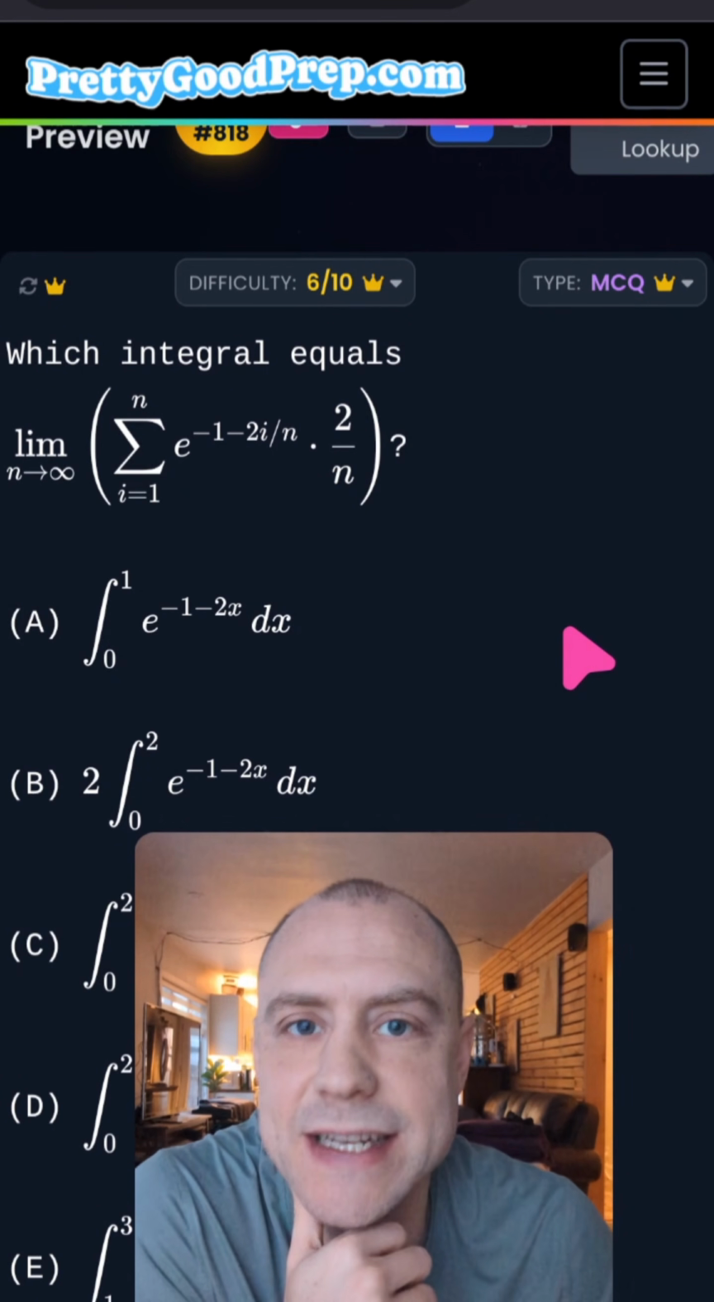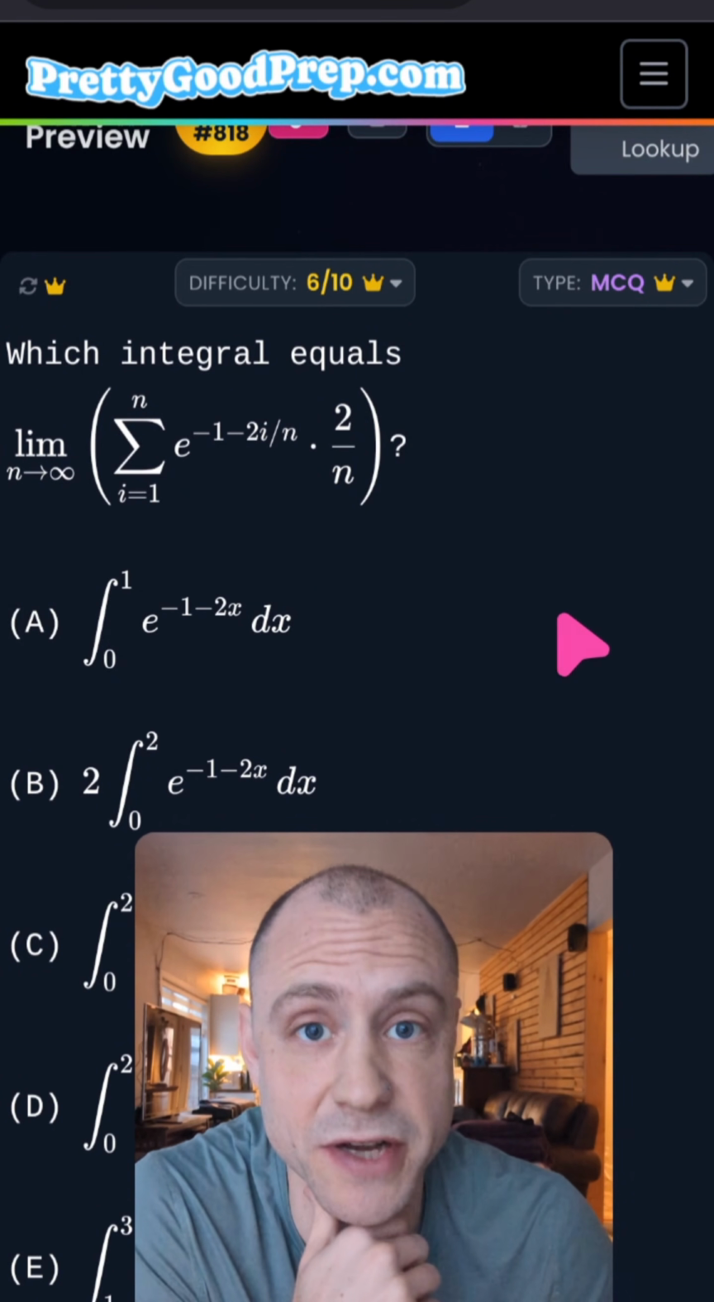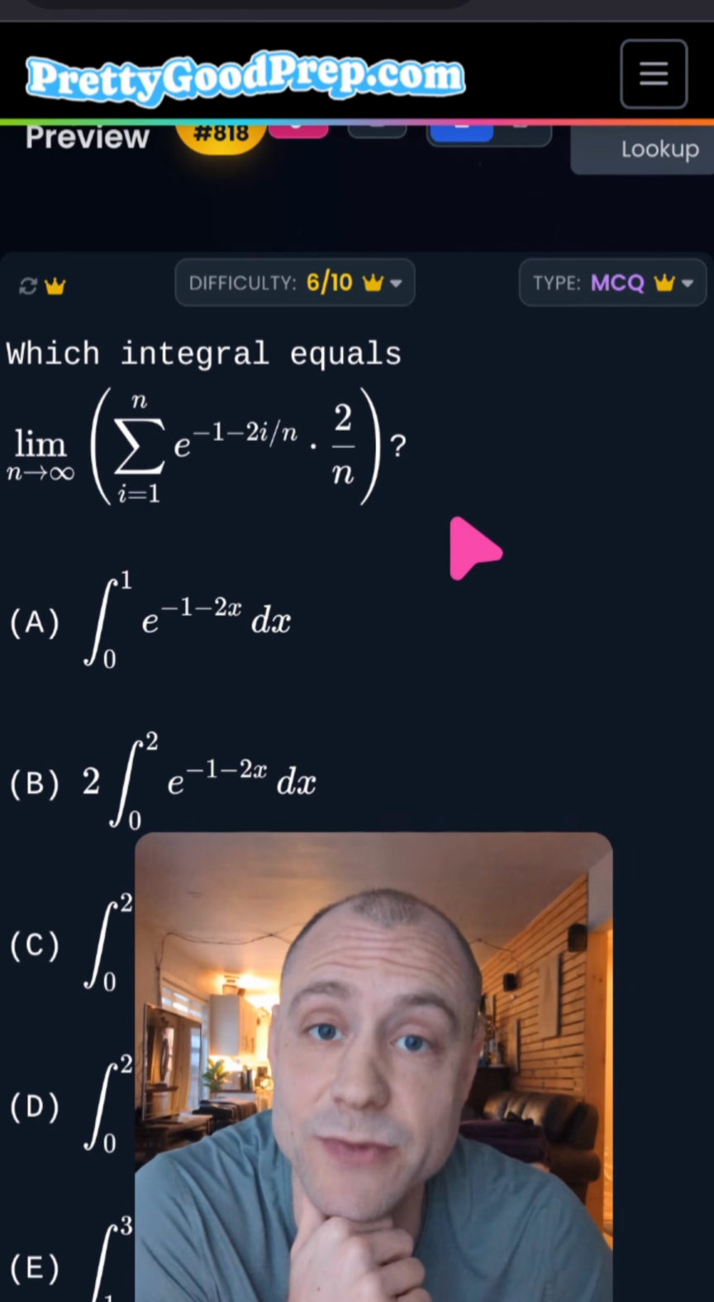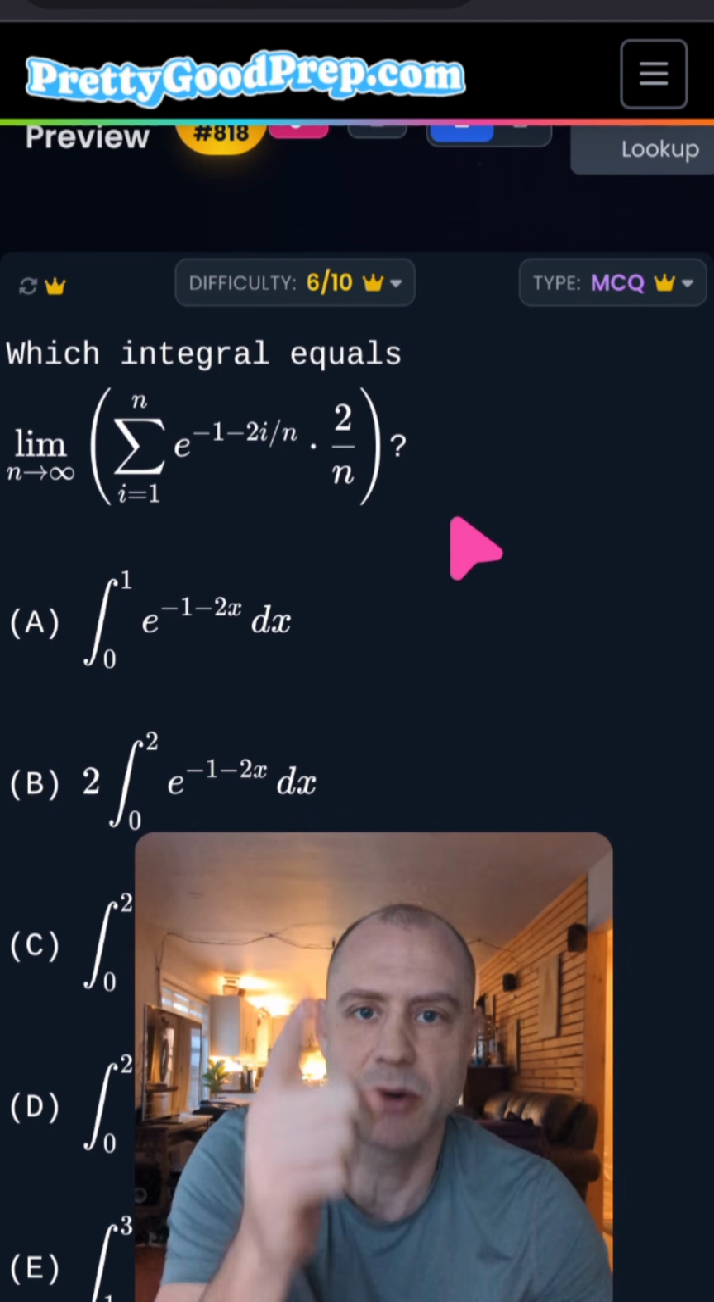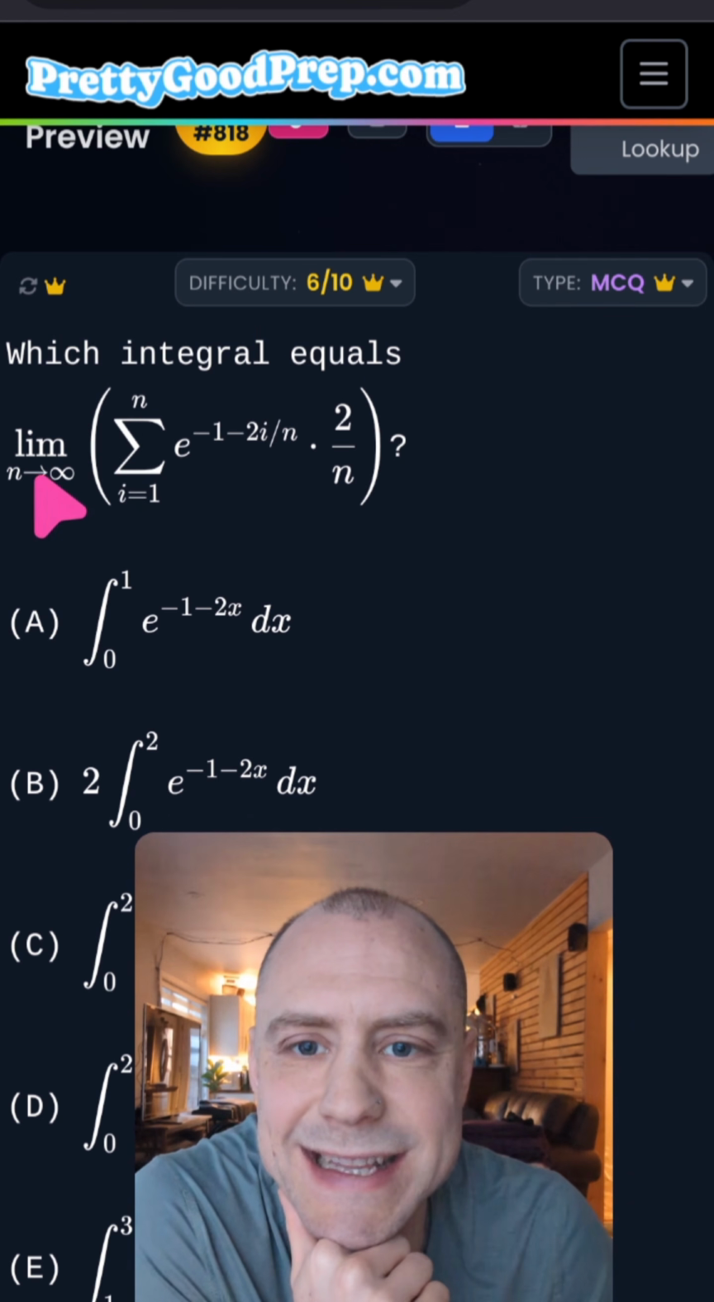Let's see if you're ready to take an integral calculus exam at the university level. Here is a question taken right from an exam. I used to grade these exams, and now I'll show you how to ace them. Which integral equals this limit?